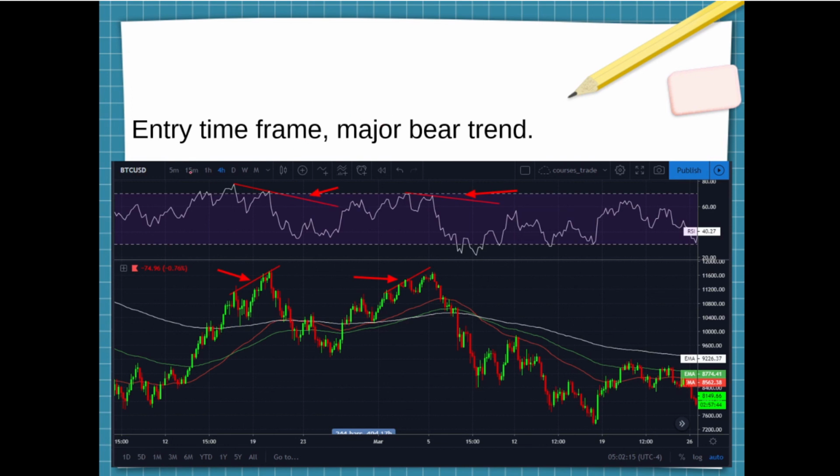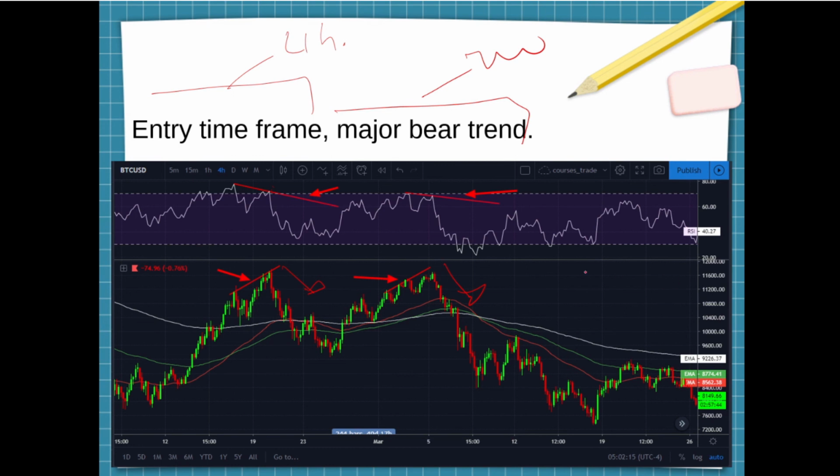See that 4-hour time frame, bearish divergence in a bear market. So daily, this is a major bear market, weekly, and then your entry time frame, we are in a 4-hour time frame, bearish divergence. You short that stuff, boom. You short that stuff, boom.